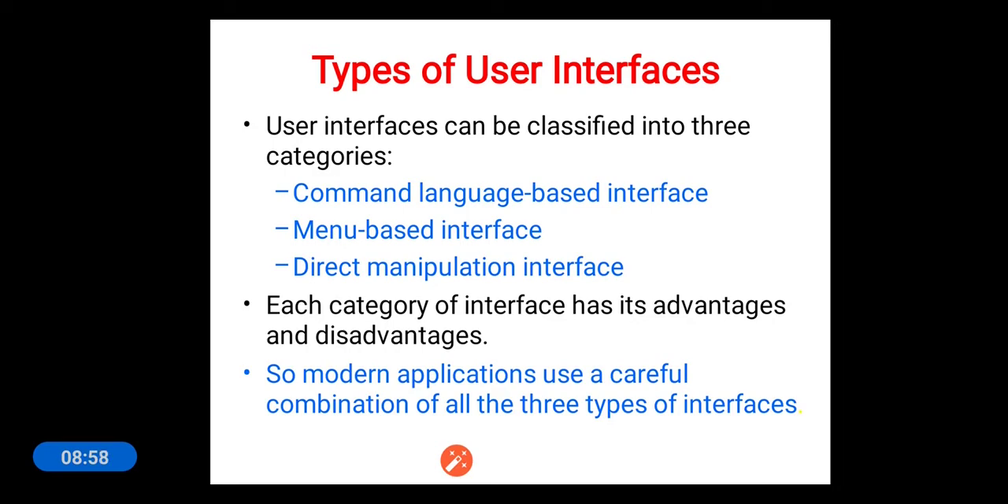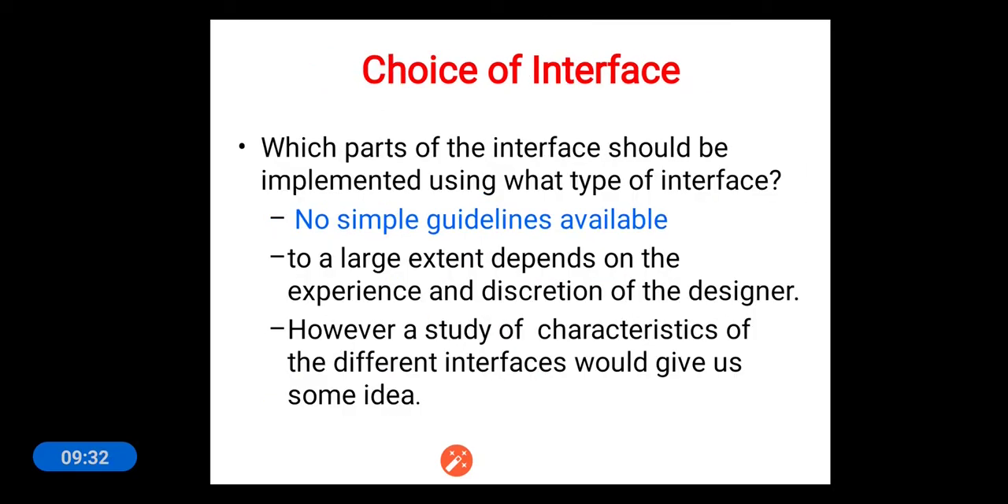Now let us start with the types of interfaces. Generally, user interfaces can be classified into three categories: command-based interface, menu-based interface, and direct manipulation interface. Each category of these interfaces has its own advantages and drawbacks. Depending on the requirement of the user interface, we need to select either a command-based, menu-based, or direct manipulation interface. So that was the choice of interface.